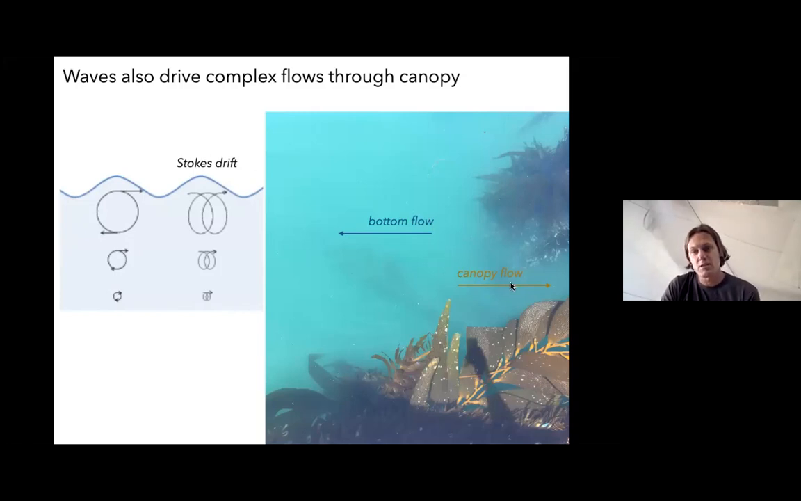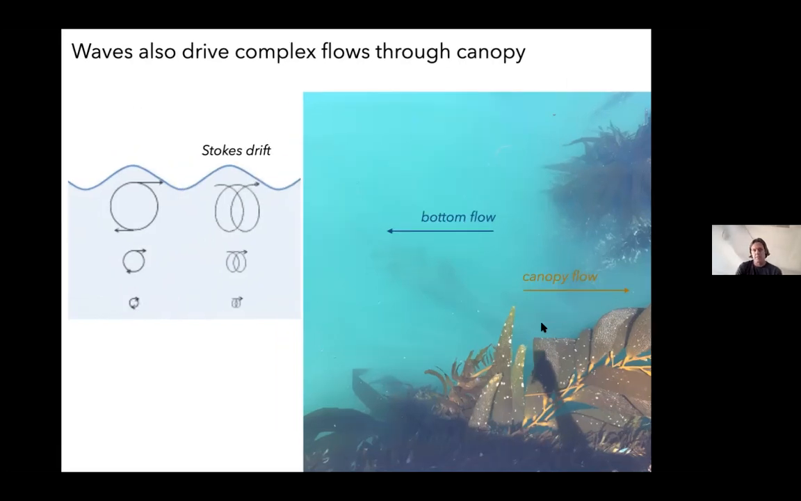This can lead to shear in the water column, which is evident in this photo right here. So we see the canopy flow. We see kelp going one direction, in the direction that the waves are propagating in this case. And at the bottom of the water column, if we look down through the suspended sediment, we can see that there's kelp flowing in the opposite direction of the canopy at the surface.